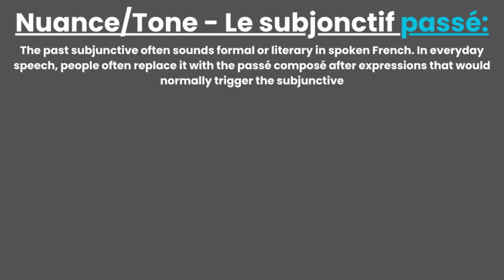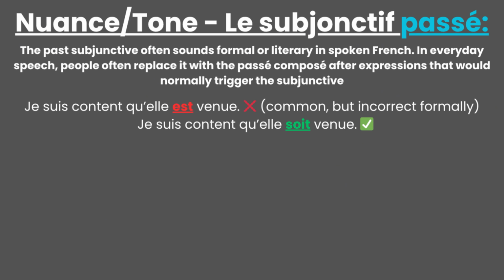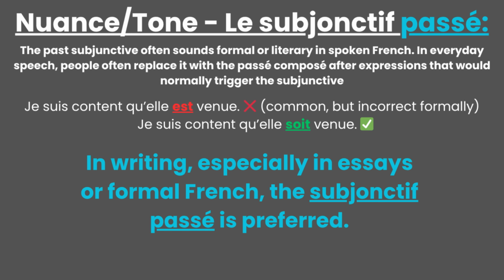However, the past subjunctive often sounds formal or literary in spoken French. In everyday speech, people replace it with the compound past after expressions that would typically activate the subjunctive, like Je suis content qu'il est venu. This phrase should be in the subjunctive mood, but in speech, it's common to say the indicative. Still, the past subjunctive is required in writing, especially in essays in formal French.